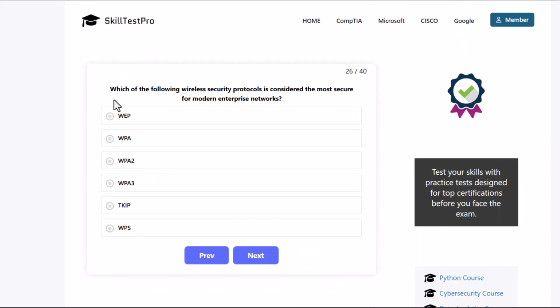Which of the following wireless security protocols is considered the most secure for modern enterprise networks?